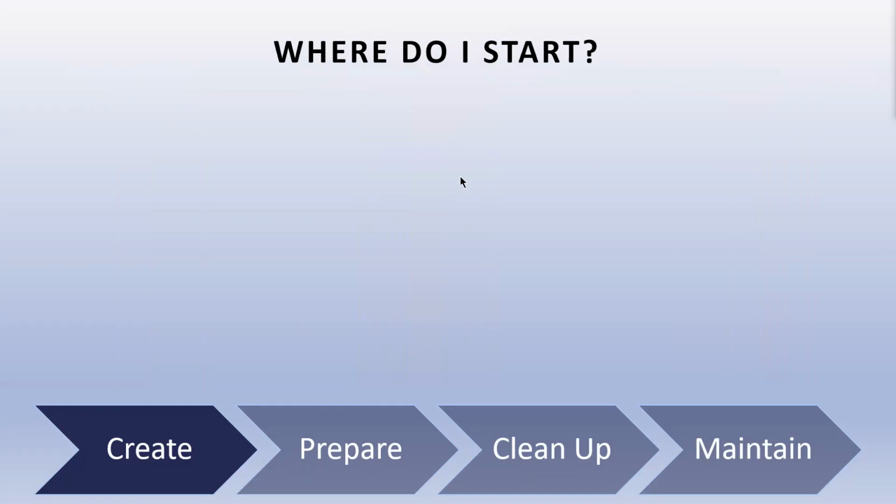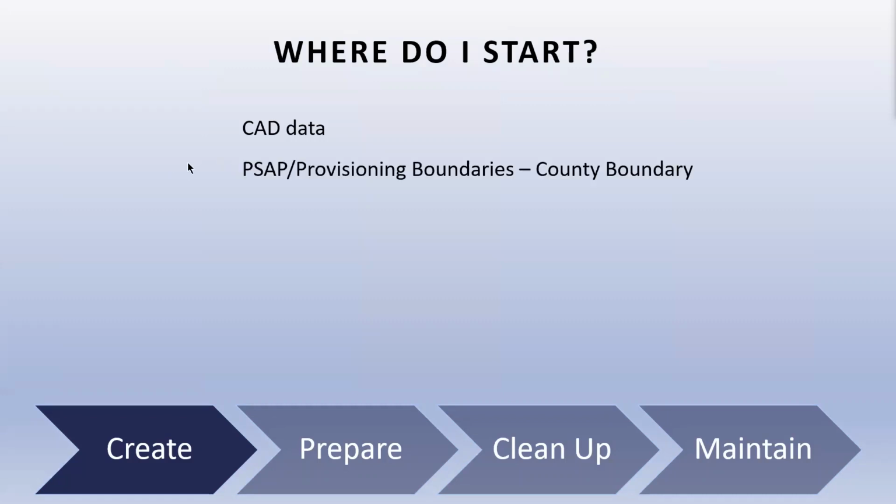So where would you start creating this data? Obviously, I talked about CAD data. That would be the best place to start. If you can export a shapefile from those systems, that's the way to go. But if not, for your PSAP provisioning boundaries, you can start with a county boundary. Your emergency service boundaries, if you have parcel data that's got tax information or maps from those local agencies.